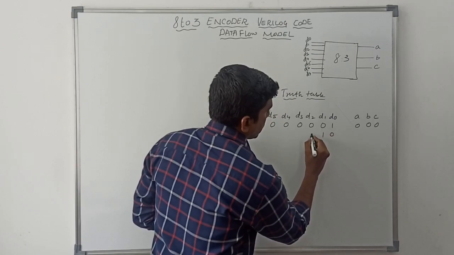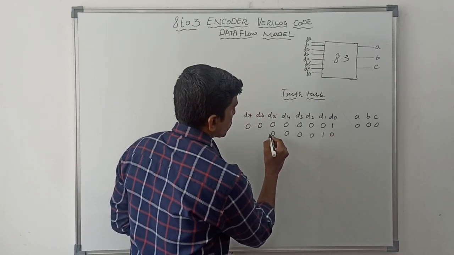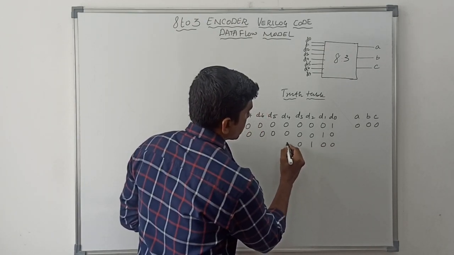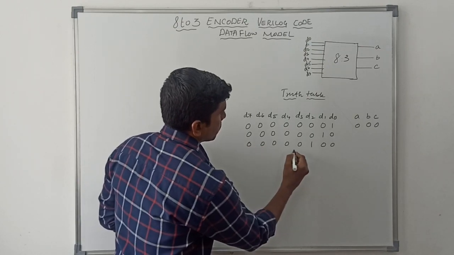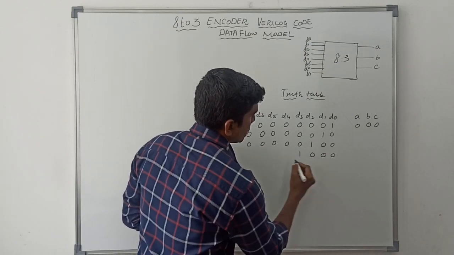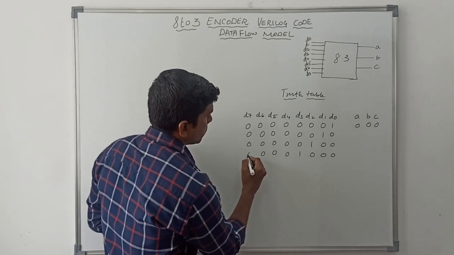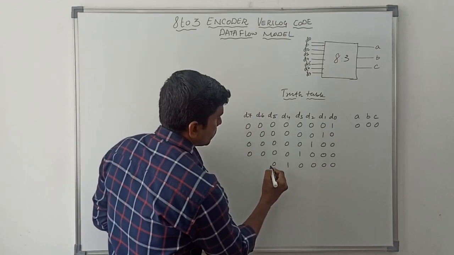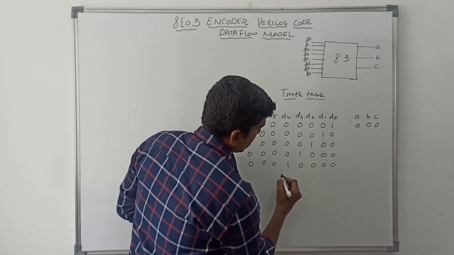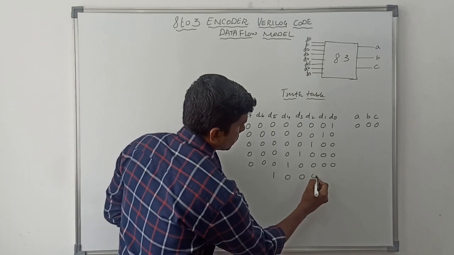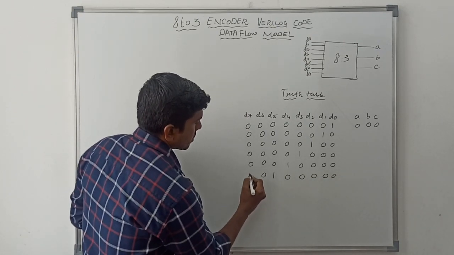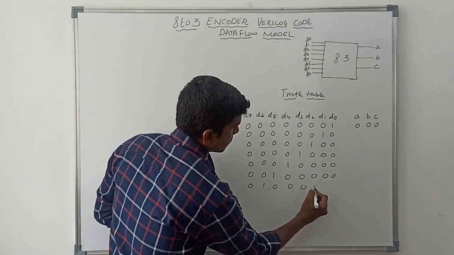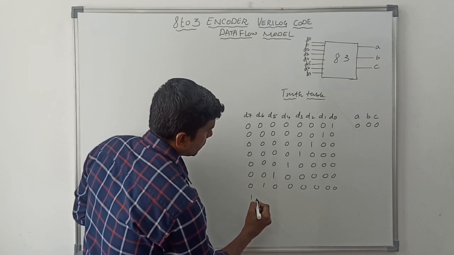Then D1 value 1, remaining all the values go to 0. Then D2 value 1, remaining all the values go to 0. D3 1, remaining all the values go to 0. D4 value 1, remaining values go to 0. Then D5 1, remaining bits set to 0. D6 1, and the final one, D7 value 1.